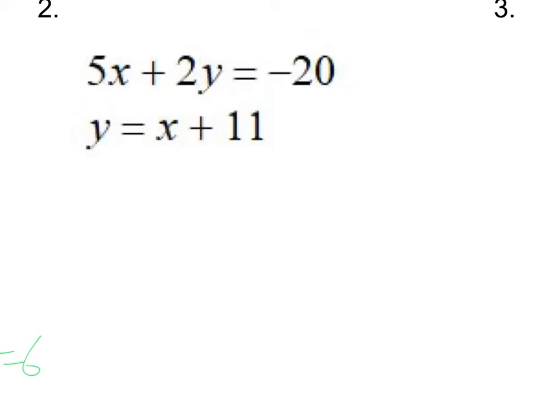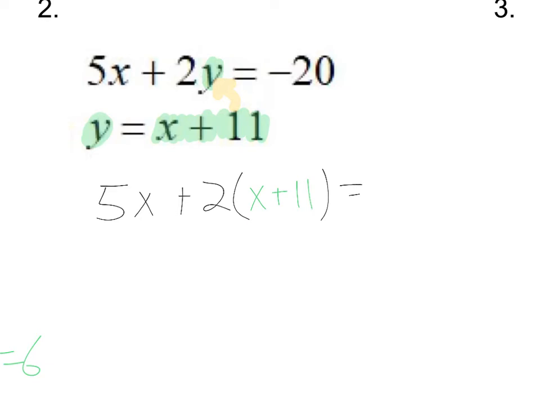So what this gives me the freedom to do is make the claim that y is equivalent to x plus 11. So using that logic, wherever I see a y, I can replace it with, you guessed it, x plus 11. So let's go ahead and do that. We're going to have 5x. Holy smokes, that's not what I wanted. We're going to have 5x plus 2 times y, but remember, instead of using y, we're going to call it x plus 11 because y is equal to x plus 11. And that's going to equal negative 20.